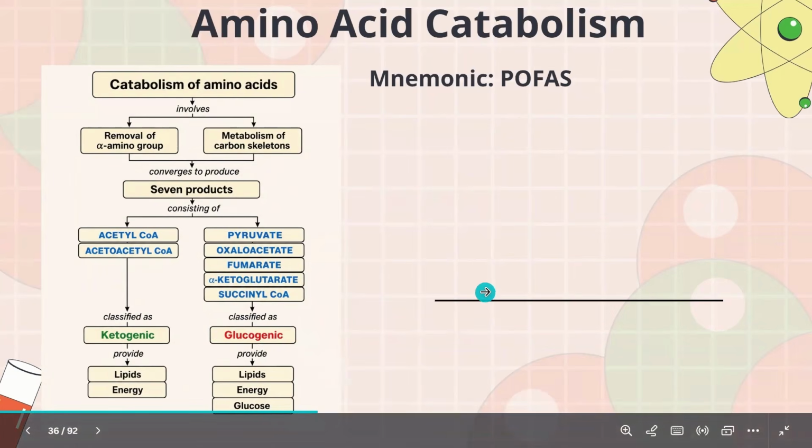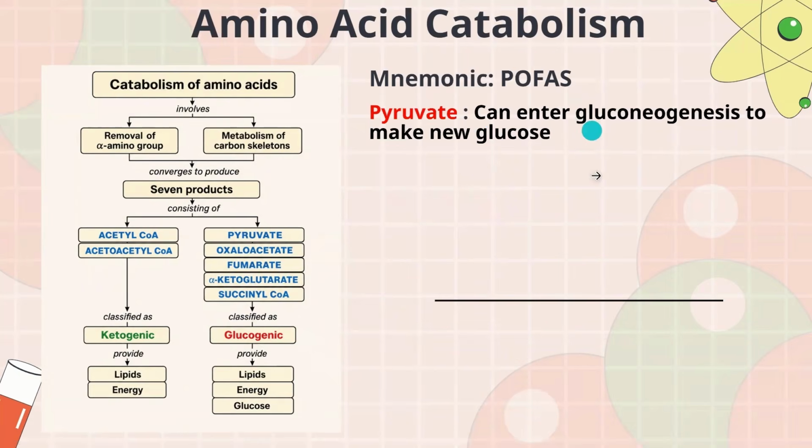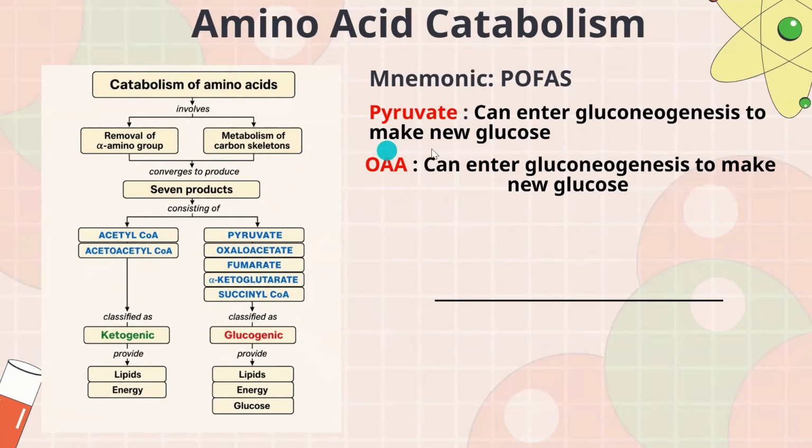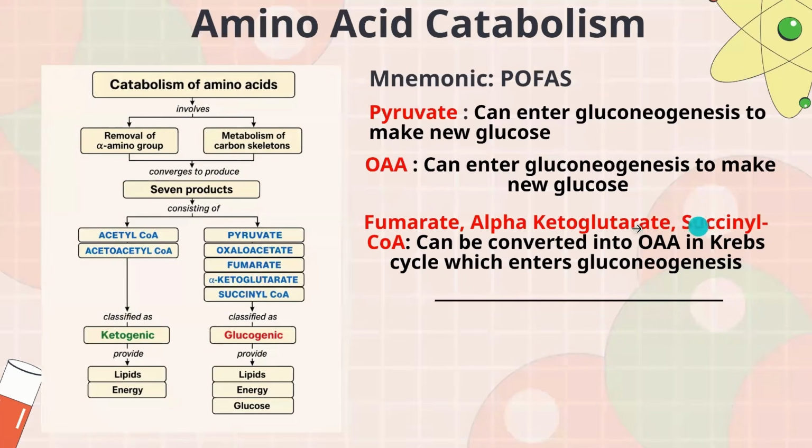Now, the reason glucose is because we're going to talk about them here. Pyruvate can, you don't need to know what I'm about to show you guys, but it will make so much sense when you understand why it makes glucose. So pyruvate will enter gluconeogenesis to make new glucose. Oxaloacetate will also enter gluconeogenesis to make new glucose. However, the last 3, fumarate, alpha ketoglutarate, and succinyl-CoA, will all be converted into oxaloacetate to eventually enter gluconeogenesis. And yeah, in the Krebs cycle.